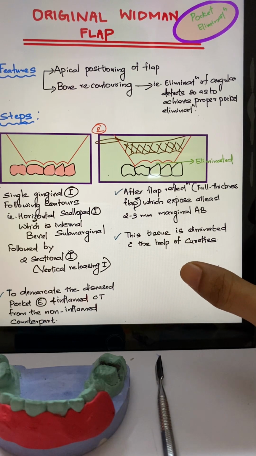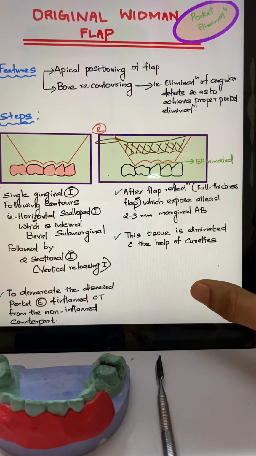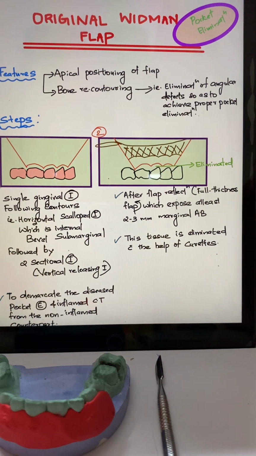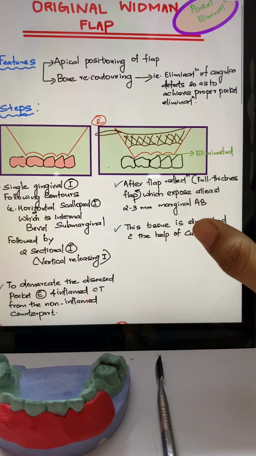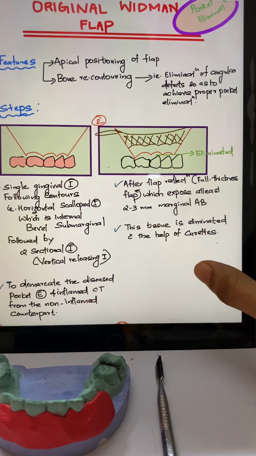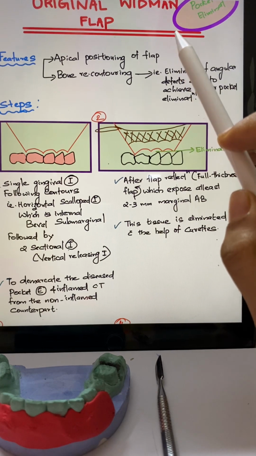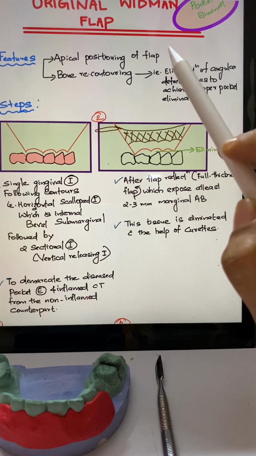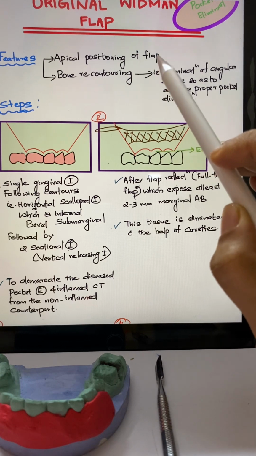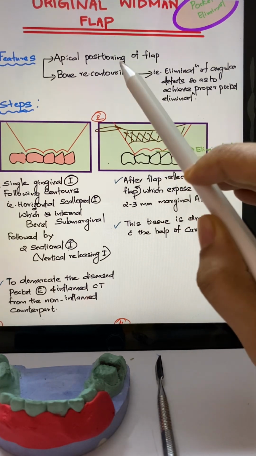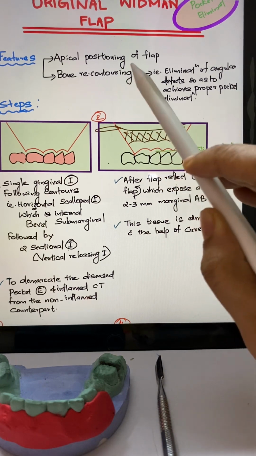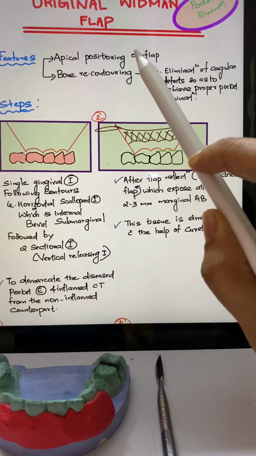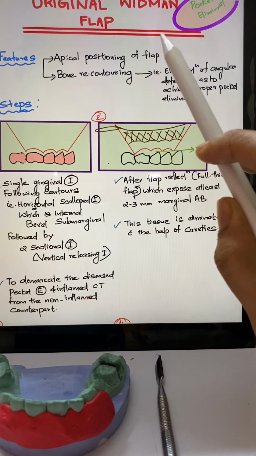Many other techniques are there for pocket elimination and pocket reduction. The main aim of the original Widman flap is pocket elimination because we are going to remove the complete pocket. Let's see how we do this. The main features of this technique are the apical positioning of the flap. That means we are not going to place the flap back to the original position. We are going to shift it apically. And the other thing is bone recontouring, that is, we are eliminating the angular defects so as to achieve proper pocket elimination. So these two are the main steps in this technique.